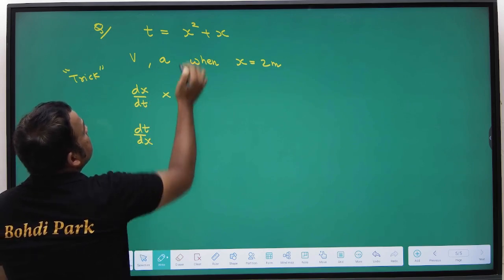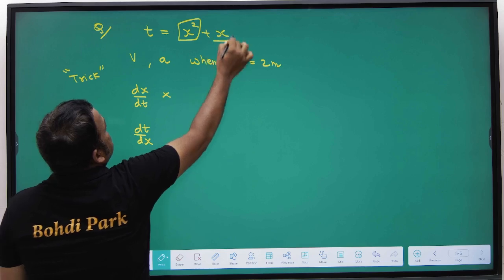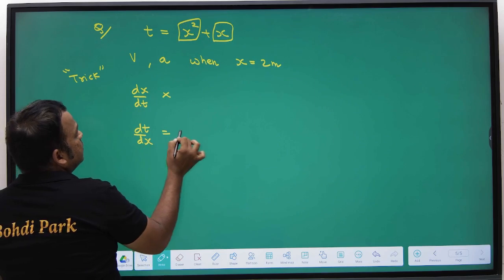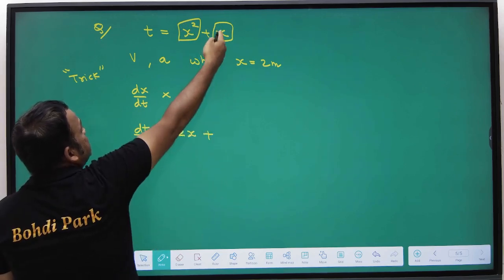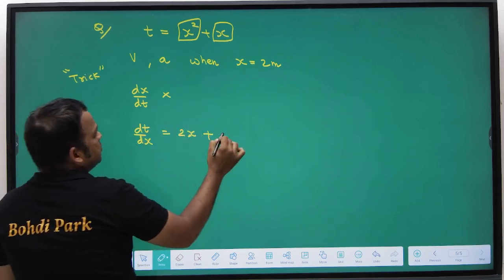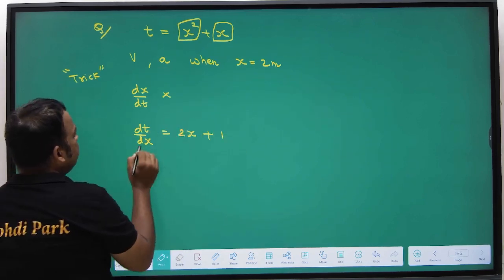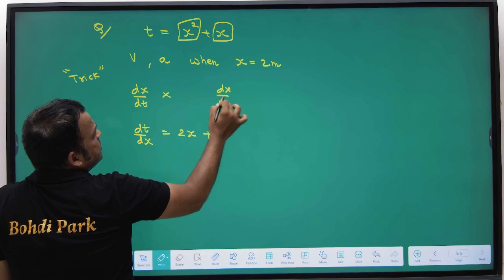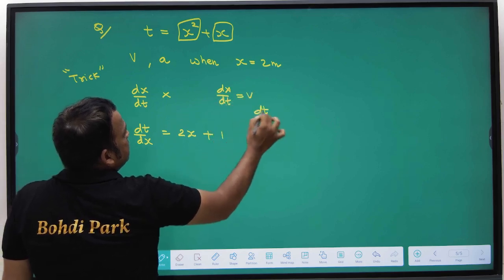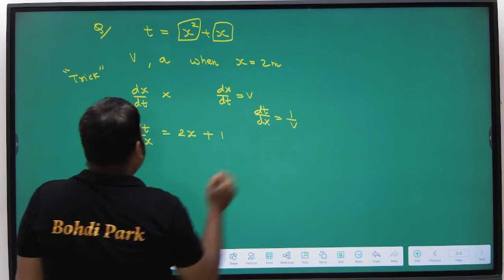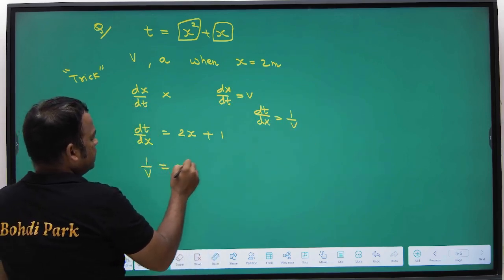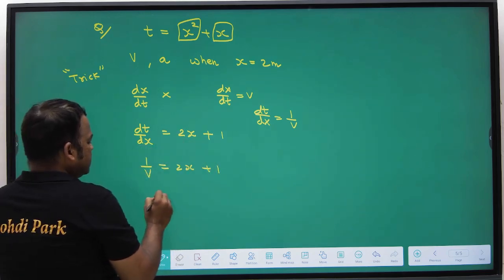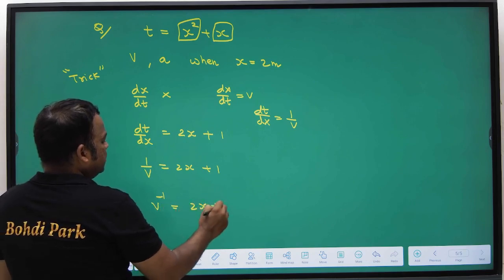So instead of dx by dt, I am finding dt by dx. So we have t is equal to x square plus x. When you differentiate x square with respect to x, that will become 2x. When you differentiate x with respect to x, it will become 1. Now dt by dx is 1 by v, because we know that dx by dt is v. So dt by dx will be 1 by v. So it is 1 by v is equal to 2x plus 1. So we can write it as v raised to minus 1 is equal to 2x plus 1.